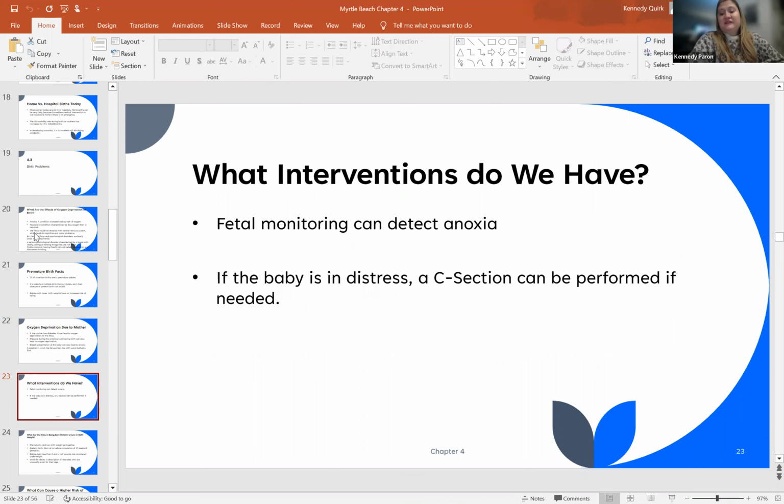So what interventions do we have? Fetal monitoring is very important in order to detect anoxia. And if the baby is in distress, a C-section is always an option, if it is needed, to better the health of the baby and the mother.